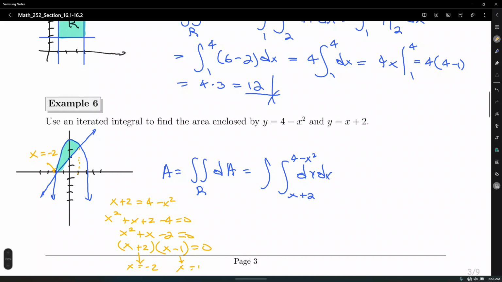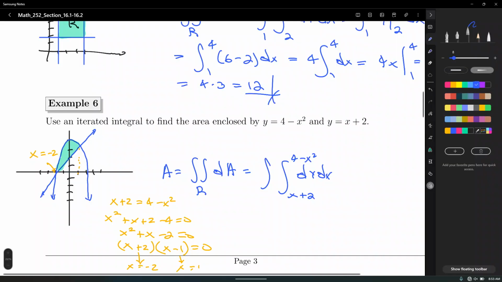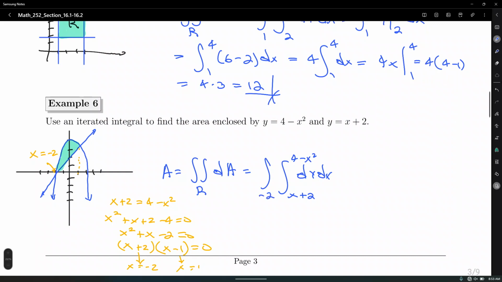So we're going to go between negative 2 and 1. With all this said, we're ready to write our domain of integration. That is, x is varying between negative 2 and 1, while y is varying between x plus 2 and 4 minus x squared.